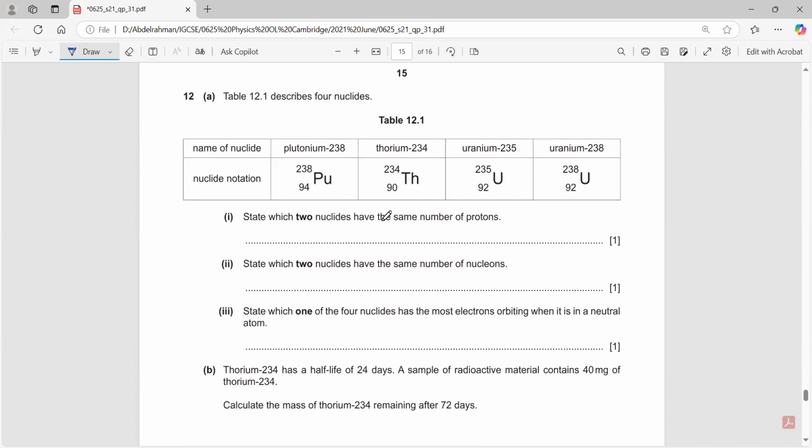State which two nuclides have the same number of protons. Which of these have the same number of protons? Definitely uranium 235 and uranium 238. You can just write uranium 235, 238.